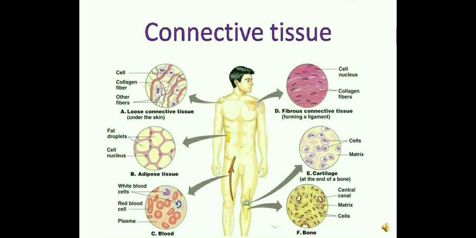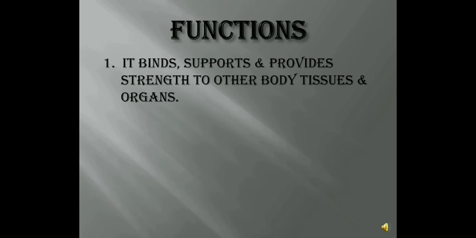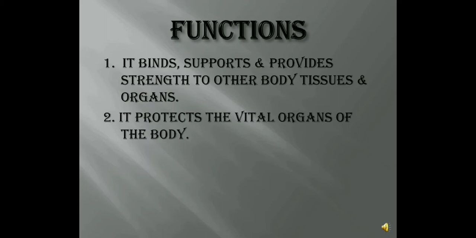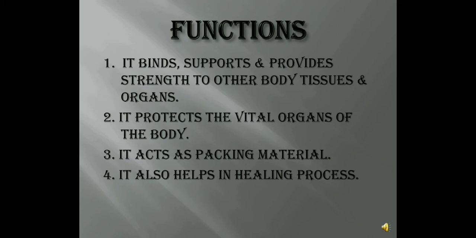We'll see that in detail, but here you know that connective tissue connects different organs together, and the functions of connective tissues: first one, it binds, supports, and provides strength to other body tissues and organs. Then it protects the vital organs of the body, and it acts as packing material. It also helps in the healing process. These are different functions of connective tissue. Now talking about the types.